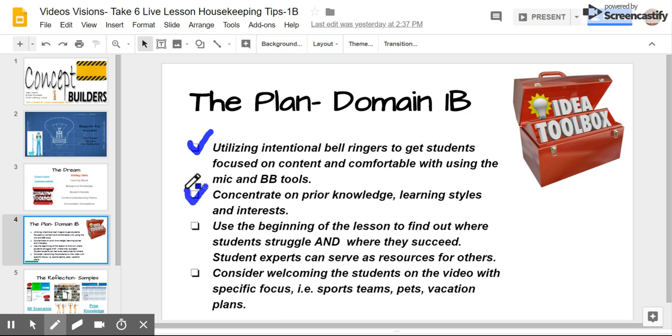Also, concentrating on prior knowledge, learning styles, and interests will help your students feel like you truly care about them moving into the lesson. Use the beginning of the lesson to find out where they struggle and where they succeed. Like I said before, those student experts can serve as helpers to you and resources for others.